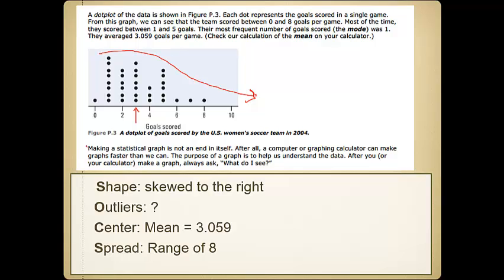The range here goes from 0 to 8, but it should be mentioned as one number, as 8, the difference in the high and the low. This isn't the best way to do spread. It would be better to talk about the standard deviation, which we'll study in class.